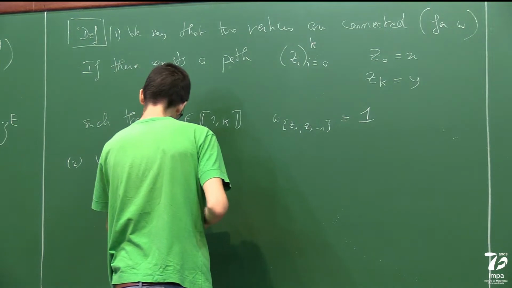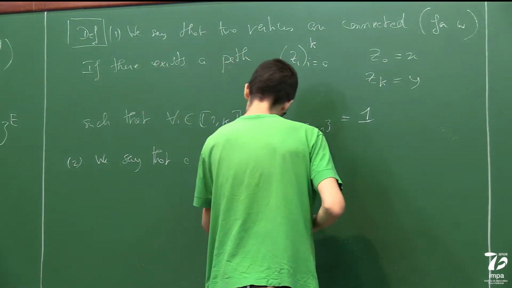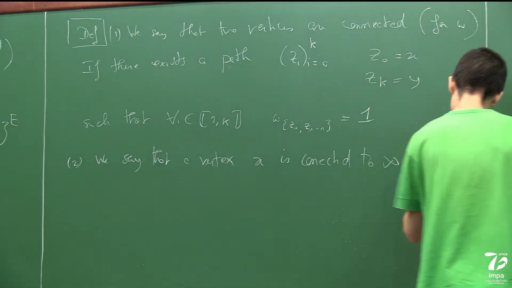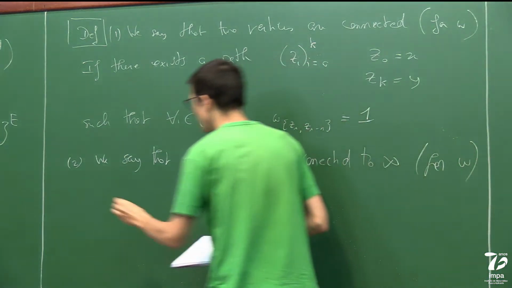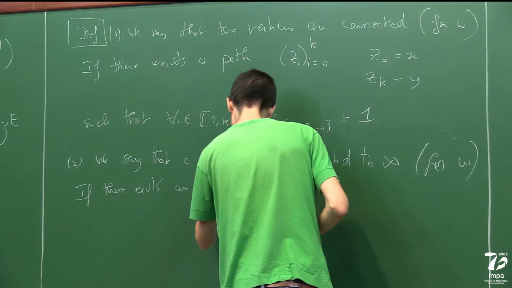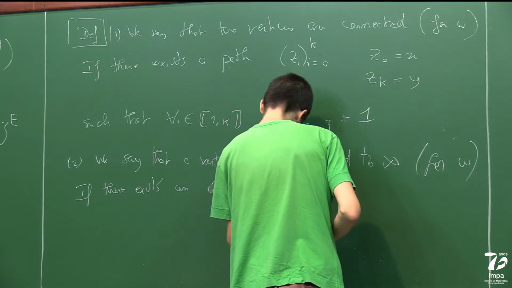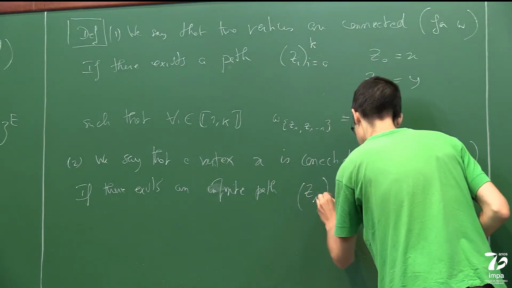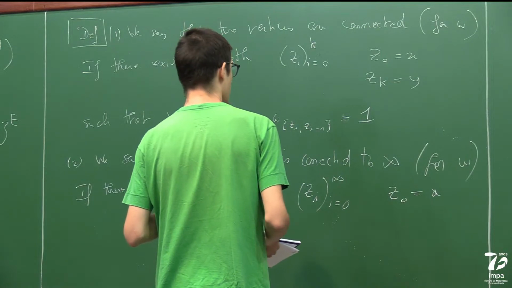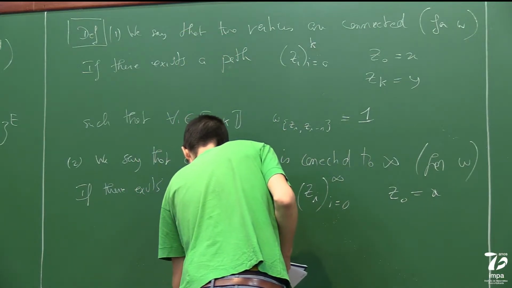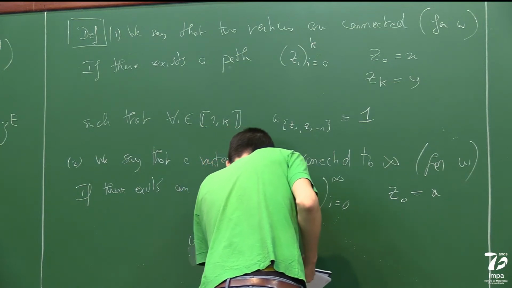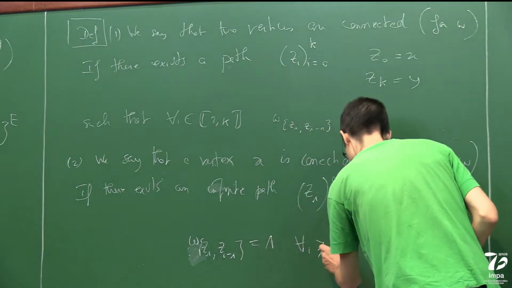Second, we say that vertex x is connected to infinity for omega, if there exists an infinite path z_i, i equals 0 to infinity, such that z_0 is equal to x, and the same thing, omega(z_{i-1}, z_i) is equal to 1 for i larger than or equal to 1.